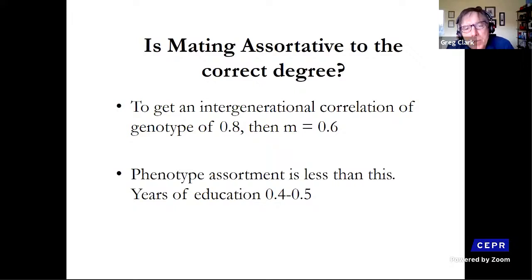This seemed implausible when we first looked at this, because the phenotype assortment in years of education between people is only in the order of 0.4 to 0.5. To get this underlying genotype correlation of 0.6, you need a phenotype correlation in the order of 0.6 or 0.8 or 0.9. So something mysterious seemed to be happening here.